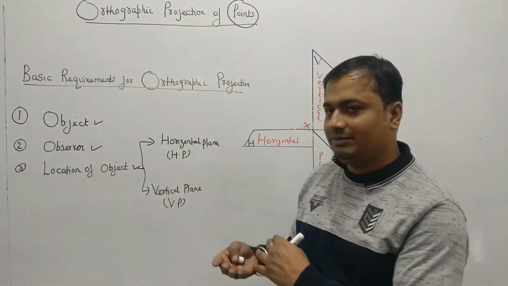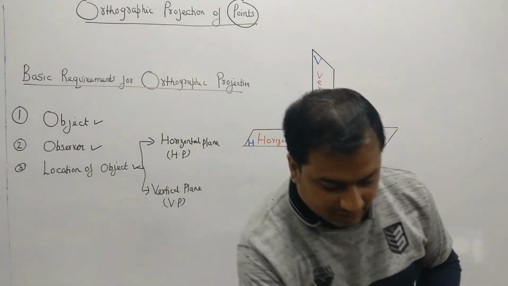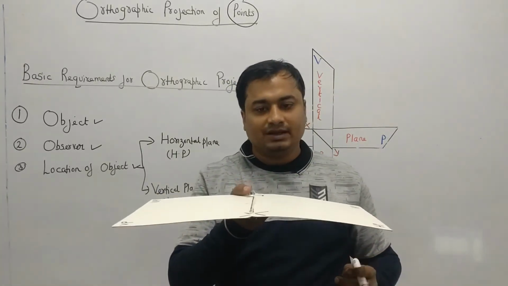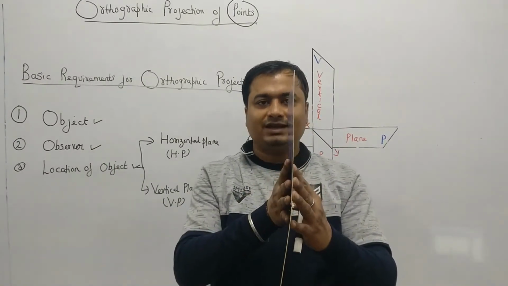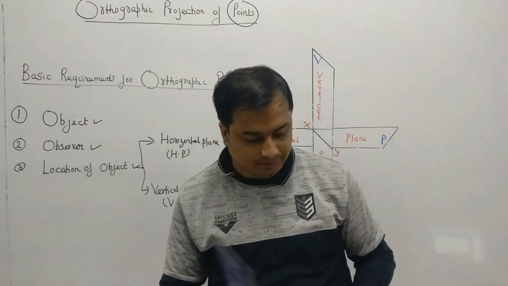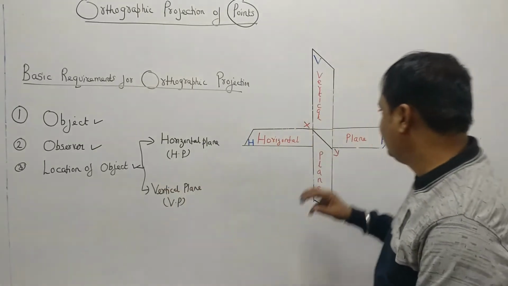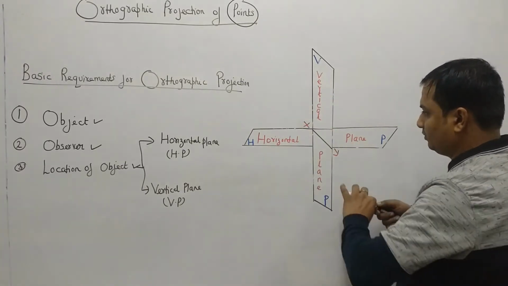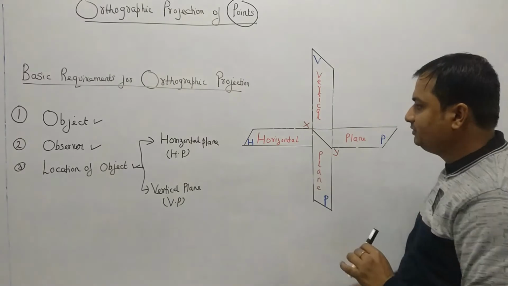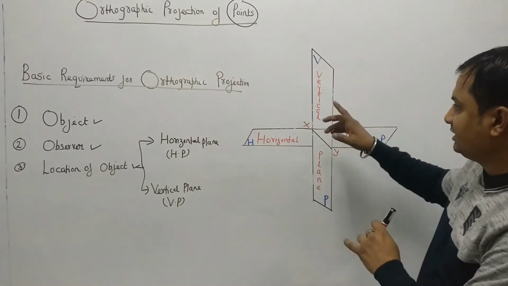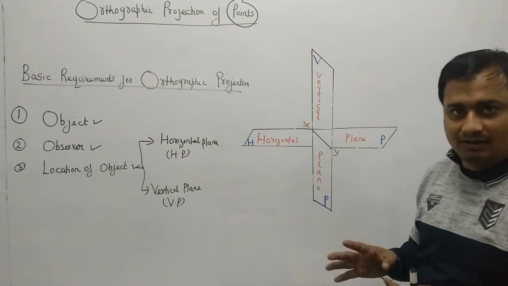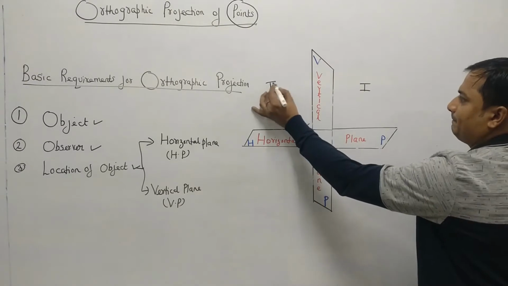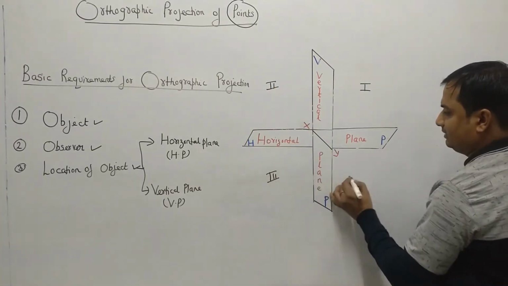So HP is basically the x-axis plane. If this is the x-axis plane, this is considered as HP, the horizontal plane. If I bisect this plane by means of a vertical y-axis plane, that will be called the vertical plane. Based on this pictorial representation of HP and VP, this is my horizontal plane and this is my vertical plane. The object can be located with respect to this HP and VP in any of the four angles. This is my first angle, this is my second angle, this is my third angle, and this is my fourth angle.